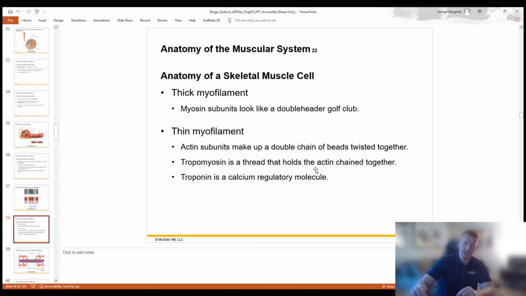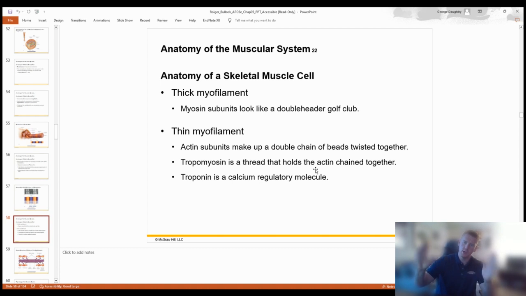Now, troponin is where we have our binding site for calcium. It's on top of the actin, or it's embedded within the actin. And the way that muscle contracts is calcium is released from the sarcoplasmic reticulum. It's going to bind to troponin. And once calcium is bound to troponin, tropomyosin is then going to swivel and compress along actin. And once tropomyosin has moved out of the way, cross bridges can be formed between actin and myosin.